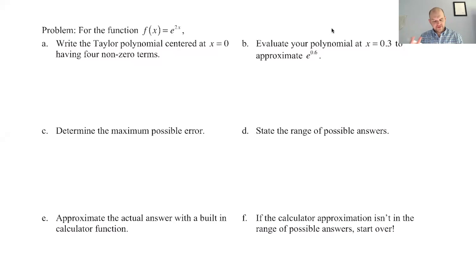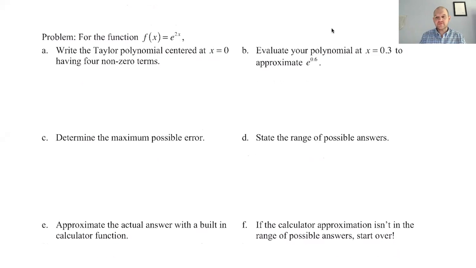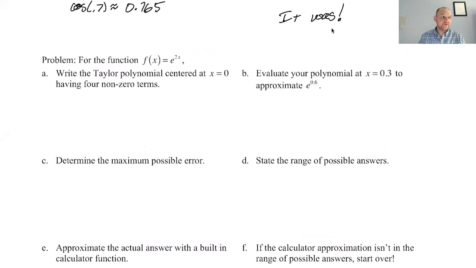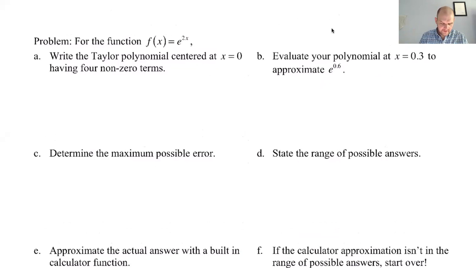All right, we're back. We're still on page 9 of notes 2 of Calc C, and we are going to keep doing the problems. So if you got this far, hopefully you know what we're doing. We're trying to write a Taylor polynomial, approximate a thing, find an error, state a range, see if we got it right. That's like our goal. So let's see if we can do that.